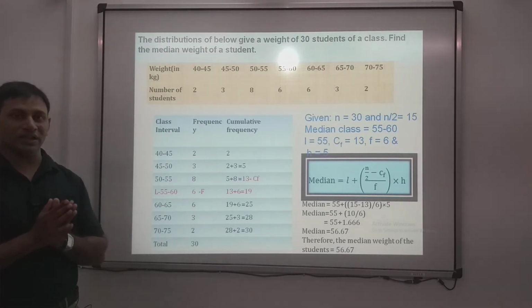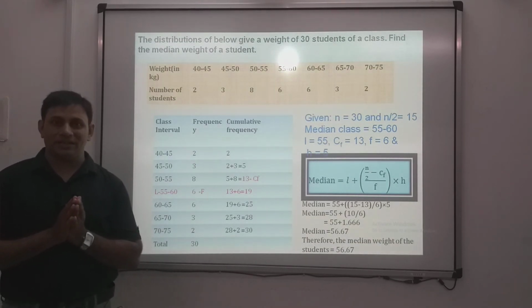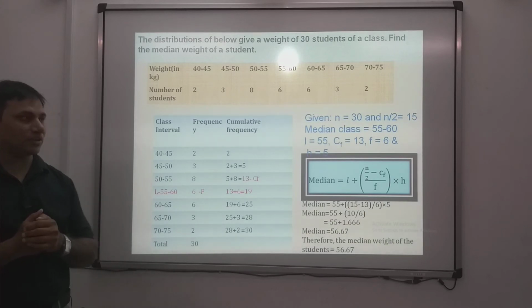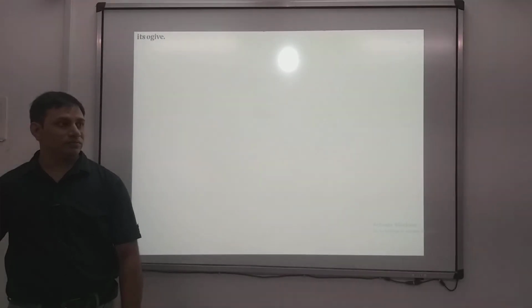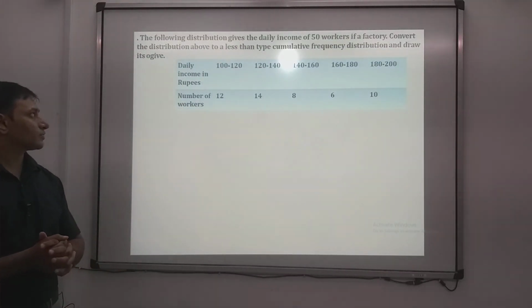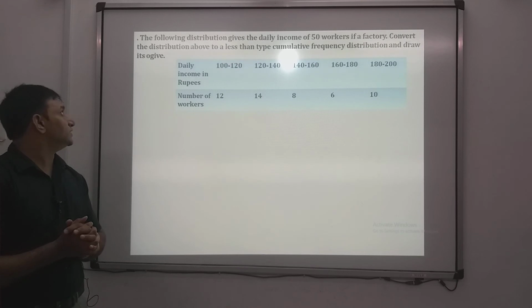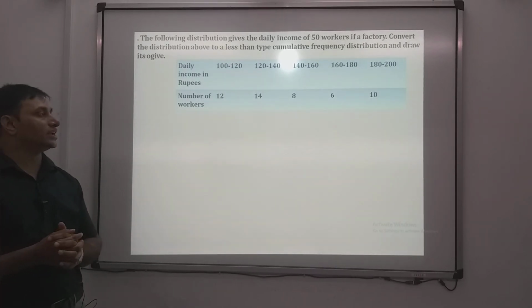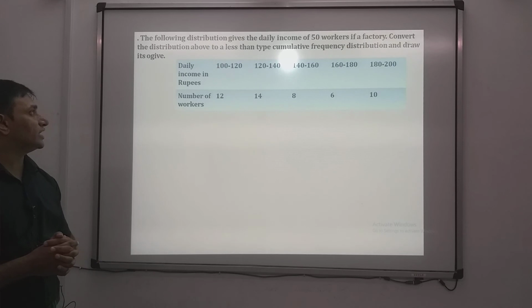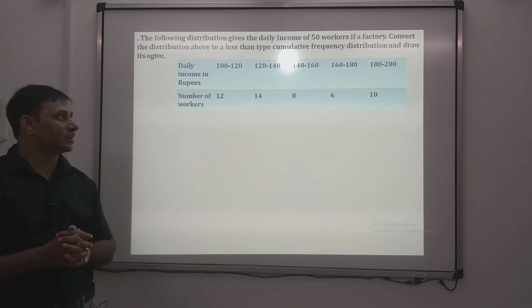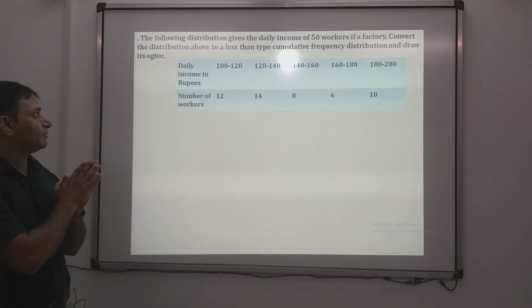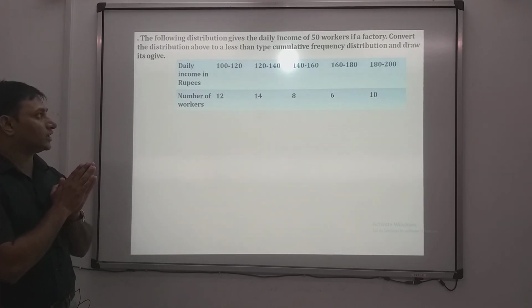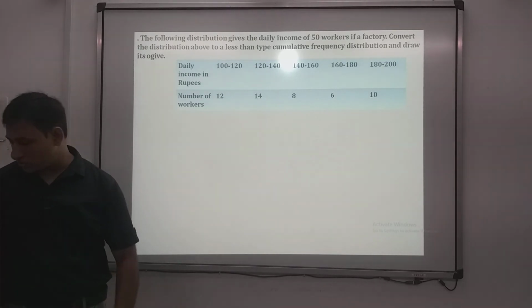Students, now we will see the last part of it, that is to find the cumulative frequency of less than type from the given information, and we will find its ogive. The class has been given to you and it has been said in the question: the following distribution gives the daily income of 50 workers. Convert that into less than type and draw its ogive in the graph. For less than type we have to take 120, 140, 160, 180 and 200.